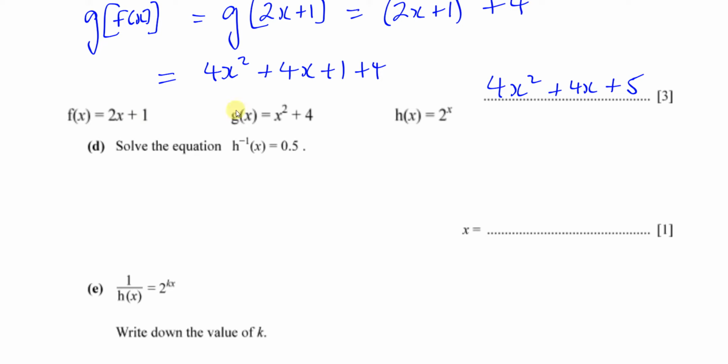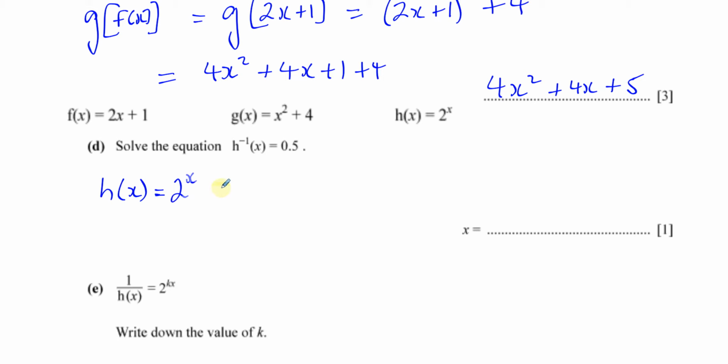Now you have h(x) is equal to 2 to the power of x. Now we have to find the inverse function. The problem here is that you don't know how to find the inverse of this function. In IGCSE work, you won't know how to do this unless you've learned about logarithms, which is not in the syllabus. So they don't expect you to use logarithms to solve a question like this, to find the inverse function.